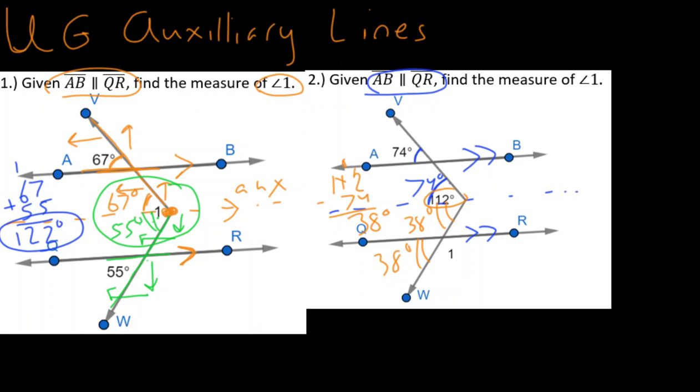Well, how in the world do I go from this 38 to the measure of angle 1? Since both of these angles fall on a straight line, I can simply do 180 minus 38, which should give me 142 degrees. All right? And so angle 1 is 142 degrees.